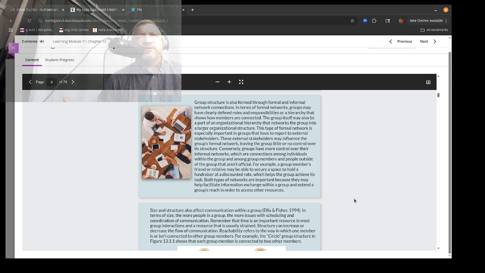Both networks are important because they help facilitate the information exchange, whether they're informal or formal, within that group, and extend the group's reach outside of itself to pull in other resources.